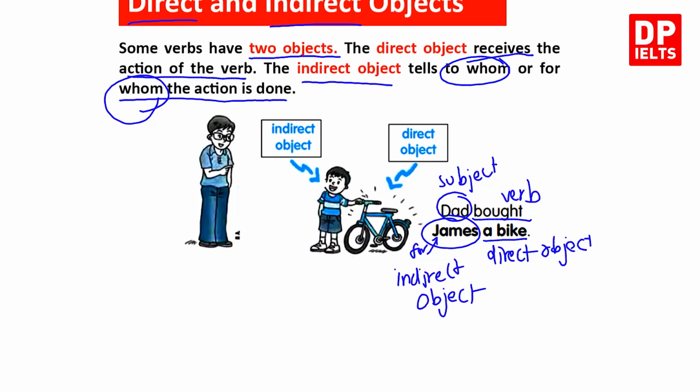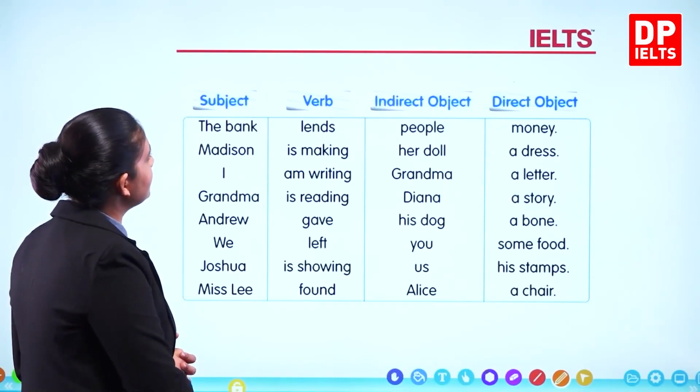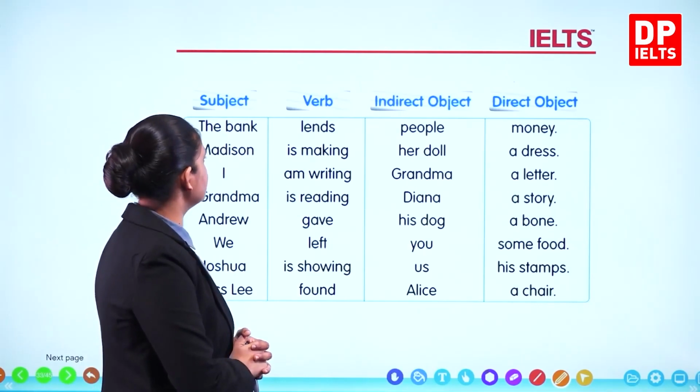இன்டிரெக்ட் ஆப்ஜெக்ட் டெல்ஸ் டு ஹூம் ஆர் ஃபார் ஹூம் தி ஆக்ஷன் இஸ் டன். ஸோ யாருக்கு இந்த செயல் செய்யப்படுகின்றது? ஜேம்ஸ். ஜேம்ஸுக்காகத்தானே பைக் வாங்குறார். டேட் பாட் ஜேம்ஸ் அ பைக். ஸோ ஜேம்ஸ் இங்க இன்டிரெக்ட் ஆப்ஜெக்ட். ஸோ திஸ் இஸ் ஹவ் யூ ஃபைண்ட் டிரெக்ட் அண்ட் இன்டிரெக்ட் ஆப்ஜெக்ட். Right. Let's have a look at some of the examples.